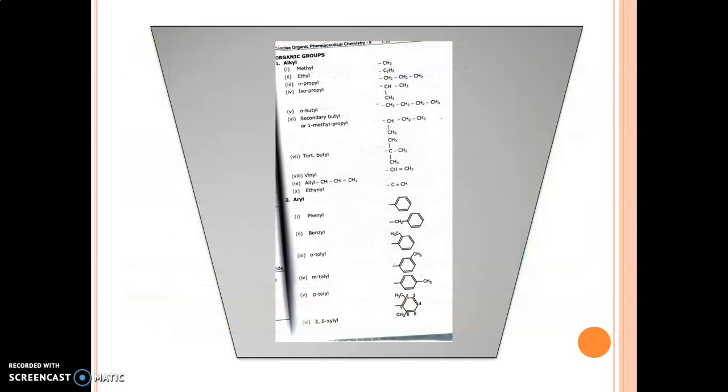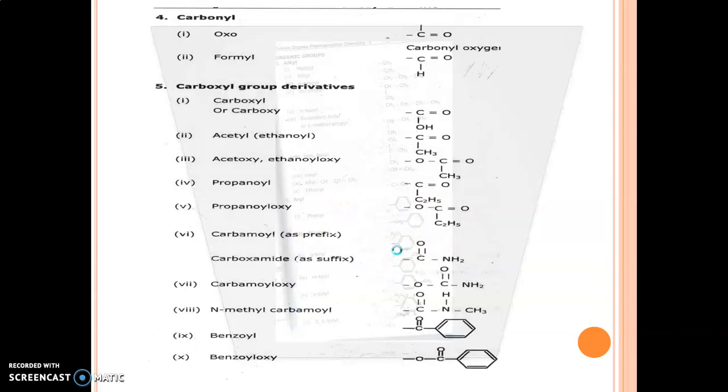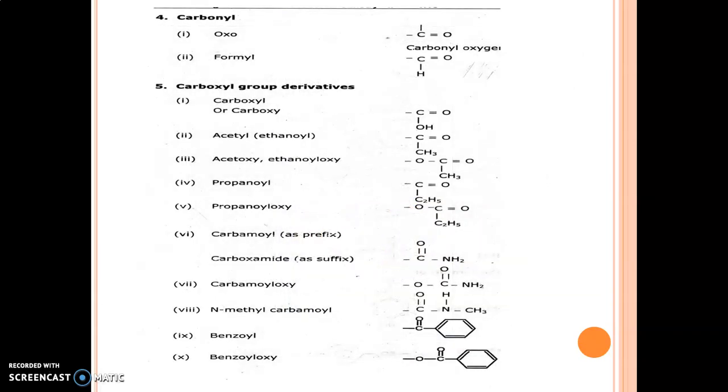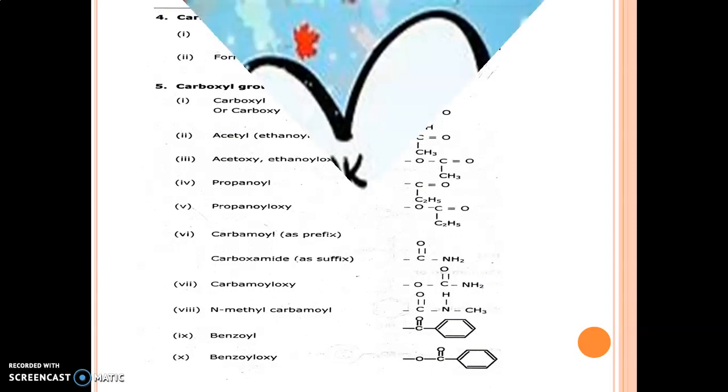These are some substituent groups which are substituted at various positions of heterocyclic ring, like methyl, CH3, ethyl, n-propyl, isopropyl, phenyl, benzyl, toluene, m-toluene, oxo, formyl, carboxy, acetyl, benzoyl, benzyloxy, carbonyloxy.